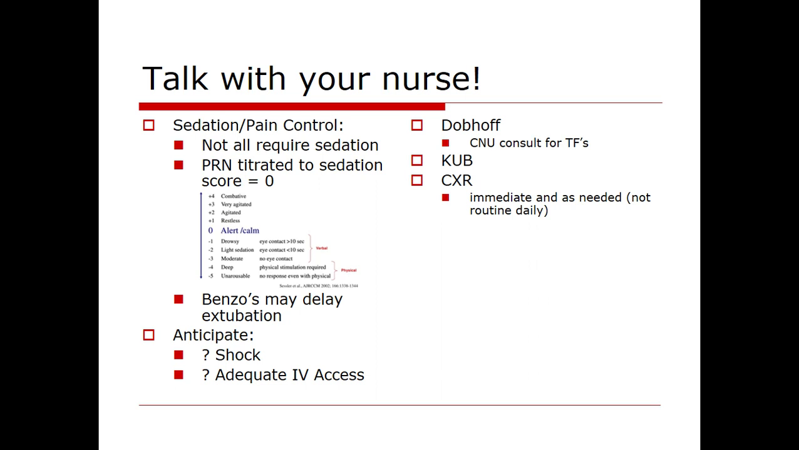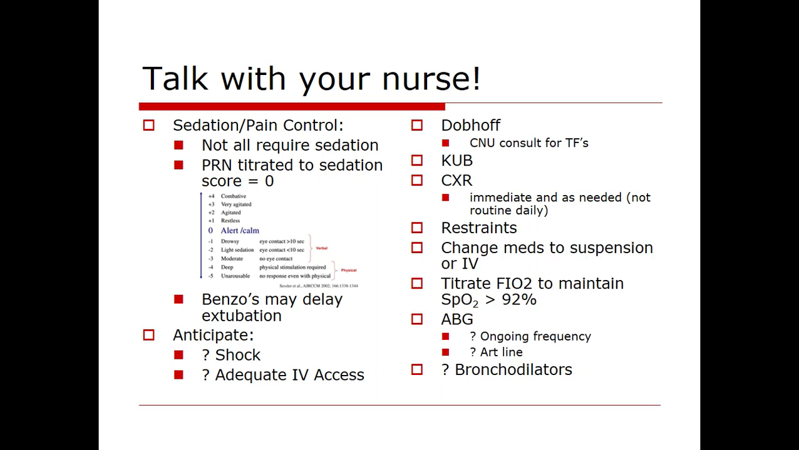You're going to get a chest x-ray right then and there to confirm the ET tube is in the right position. Nowadays, you shouldn't order one every day just out of routine, but instead you should use your judgment of whether clinical circumstances suggest that a new chest x-ray would be helpful. Talk with your nurse about restraints, their meds. You can just write an order to titrate the FiO2 so you don't have to fiddle with it.